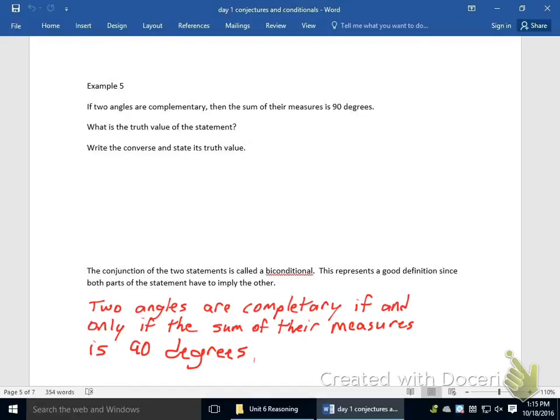Now, can you always do this for any true conditional statement? No. Only conditional statements where their converse is also true can you do this. Sometimes the converse is not true of a true statement, so you can't make a biconditional out of it. It means it's not a good definition.